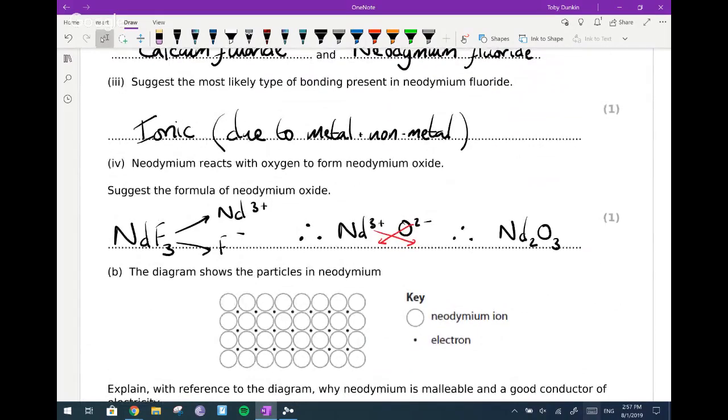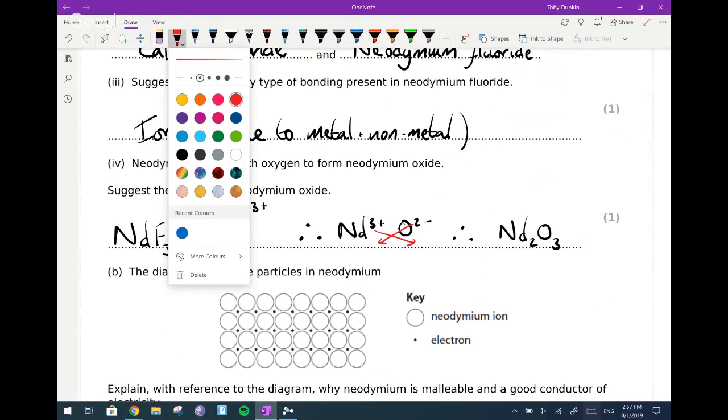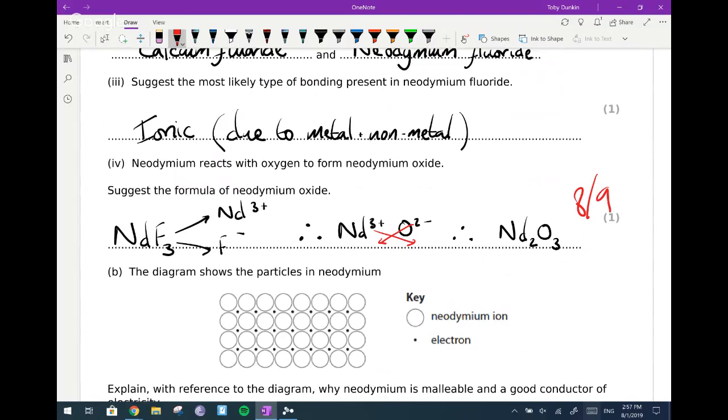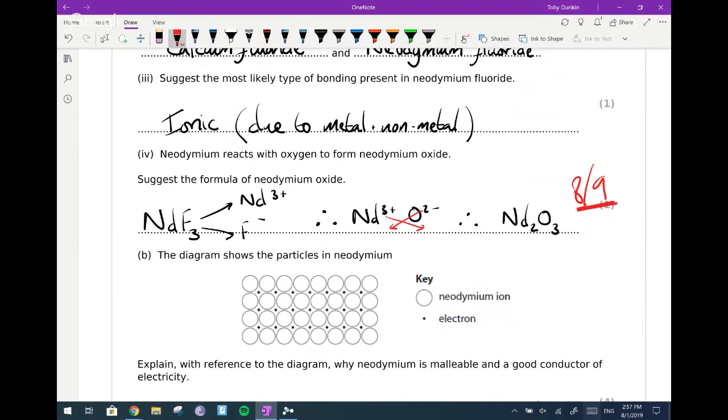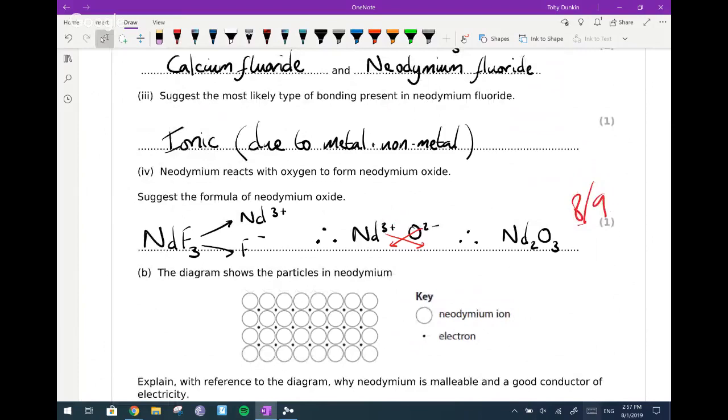Right. This one was the first, this is a level 8. It's nice to level all of these. But this is level 8/9. And it was a really clever trick. And for 1 mark, I thought that was fascinating. They pushed you really hard for 1. And that kind of makes sense. Most students would be kind of a little bit lost in this. They ask you for the formula of neodymium oxide.